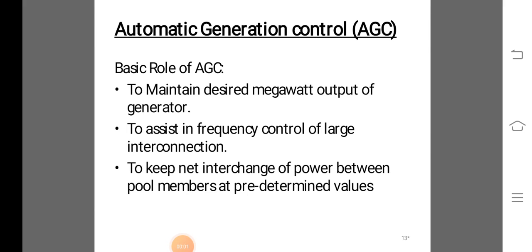Hello everyone. Let's go with automatic generation control. Another name for automatic generation control is AGC. In this control system, we have two types of systems: one is the single area system, and the other is the two area system. Before that, we have to see the basic role of AGC.